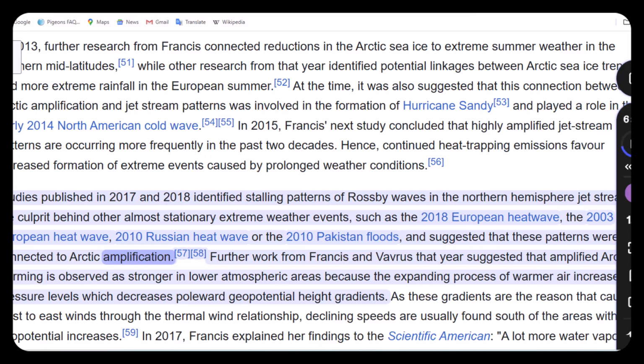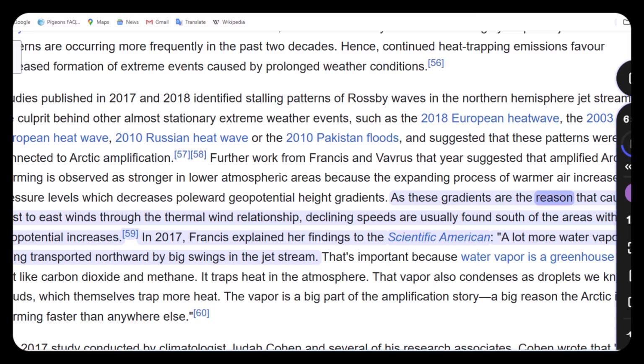Further work from Francis and Vavrus that year suggested that amplified Arctic warming is observed as stronger in lower atmospheric areas because the expanding process of warmer air increases pressure levels, which decreases poleward geopotential height gradients. As these gradients are the reason that cause west to east winds through the thermal wind relationship, declining speeds are usually found south of the areas with geopotential increases. In 2017, Francis explained her findings to Scientific American.